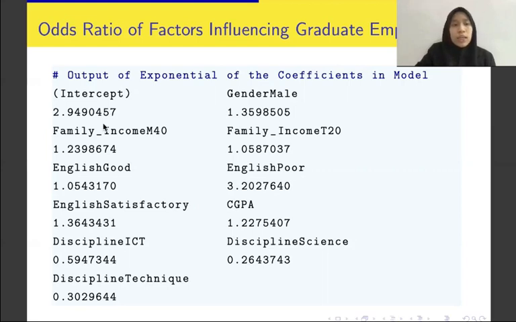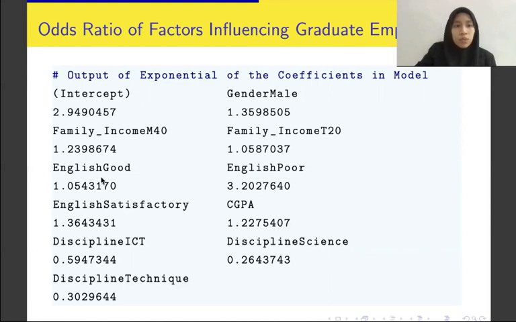We can see that for family income, 23% or almost 24% of odds ratio is written for family income M40. This means that graduates with a family income background of M40 have 23% more chance than graduates coming from families with income in the B40 category. B40 does not appear here because it has been chosen as the baseline for this analysis.